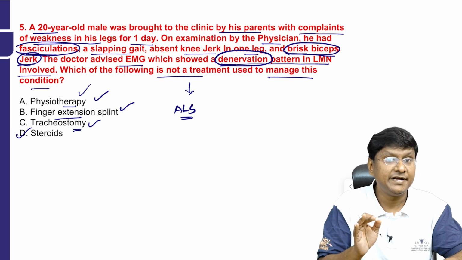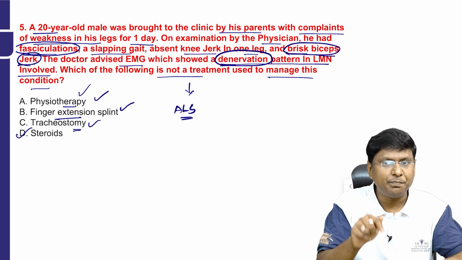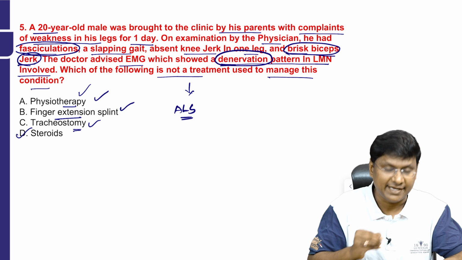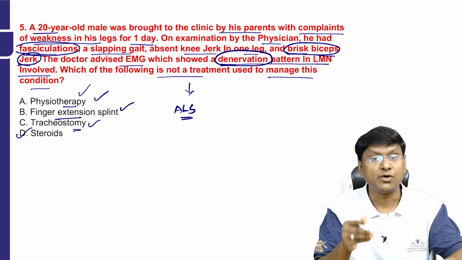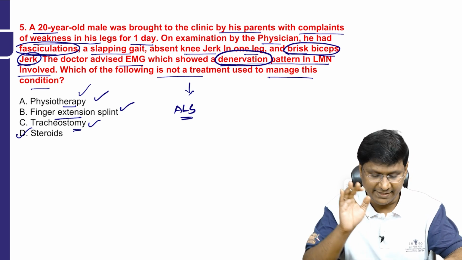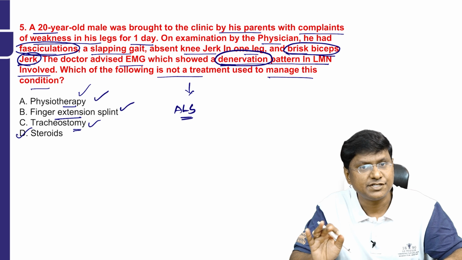Next is the finger extension splint. That is used to prevent or manage contractures. That is what the finger extension splint is.